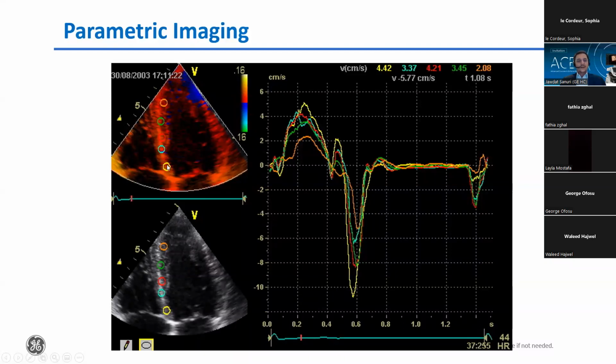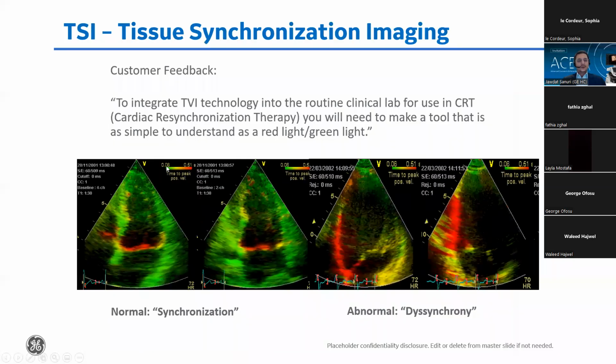The green, or the greenest color, is 0.06, which means 60 milliseconds after QRS. The reddest color is 500 or 510 milliseconds after the QRS. So this indicates all these segments reaching peak velocity, or peak systolic velocity, within the green zone, which is around 100 to 200 milliseconds, or 200 milliseconds more or less. However, if there is an area of delay, you can see that from this 4-chamber as well as this 2-chamber.